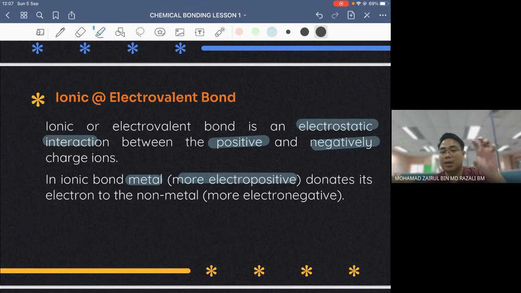So metal we consider have higher electropositive. Sebab metal lagi senang nak donate dia punya electron in order to achieve octet. Okay, while a non-metal we call it as a more electronegative. Sebab non-metal dia lagi senang nak attract electron dekat diri dia. So awak kena ingat, kalau nak lukis ionic bond punya formation, nak tunjuk, the electron must come from metal. Reason dia sebab apa? Sebab metal is more electropositive. So metal lagi senang nak donate dia punya electron.